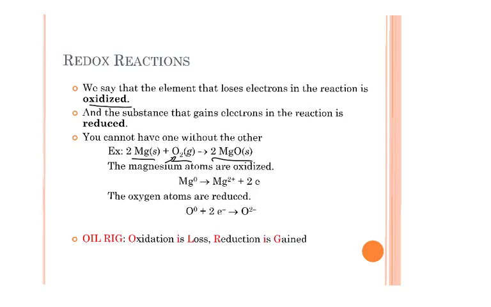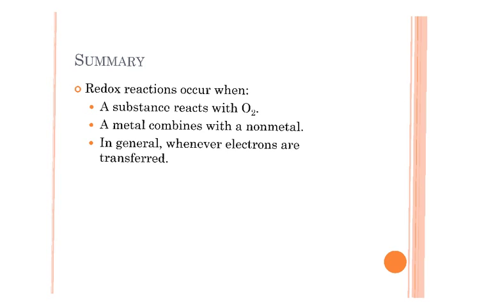Okay? And this is how you remember it. Oil rig, oxidation is loss, reduction is gain. And this is referring to oxidation is loss of electrons, reduction is gain of electrons. So this is like that. So we saw that redox reaction occurs when something is reacted with oxygen, when a metal reacts with a nonmetal, and third, when you have just a general electron exchange.